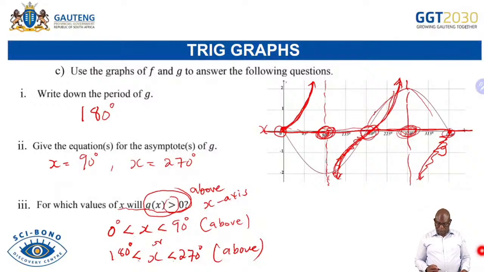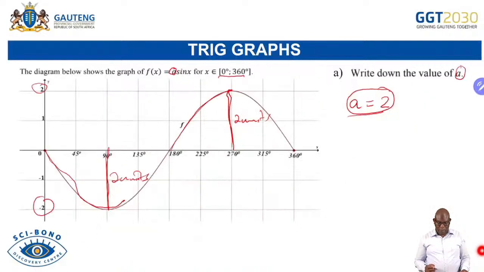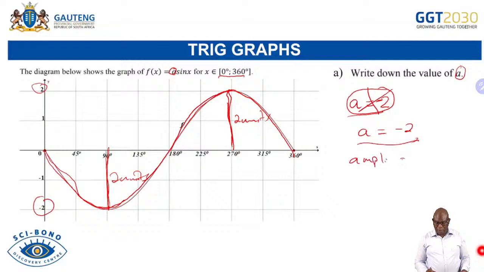Okay. Let's quickly go back. I need to rectify something there. That graph starts from below and goes up. So let's rectify this. My a value will be negative, but the distance between the two will be a positive value. If they ask me about the a value, a is -2. That's the correct answer. But if they ask me about the amplitude of the graph, the amplitude is going to be 2, because amplitude is a distance between the two. So the a value should be -2.